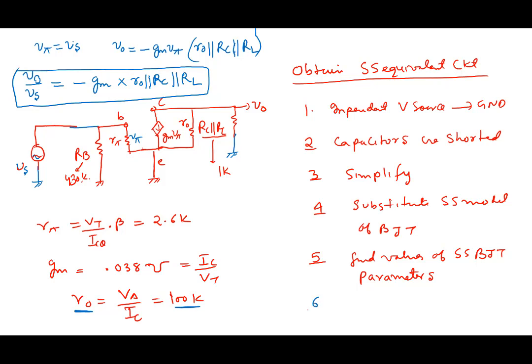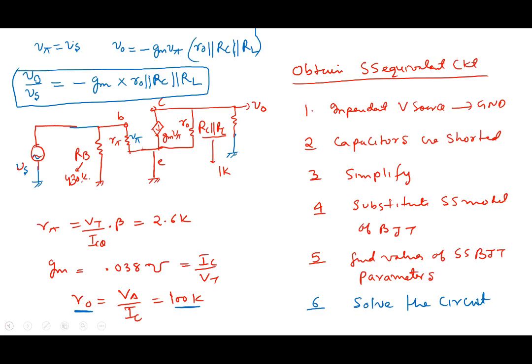And so the final step is to find values of resistance and solve the circuit. Right, we solve the circuit to obtain the parameters that we want. So what is the value of the gain that we get? V0 by Vs is minus 38.